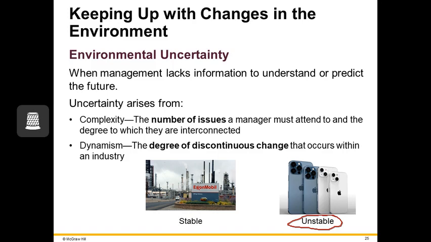Then over on the right, we have an unstable industry, and this is the technology industry. We're looking at smartphones here, and smartphones have changed the way that the industry behaves completely, right? There are all sorts of new innovations coming up here, and things can change almost on a moment's notice, it seems like at times. One day we're looking at the Motorola Razr as being the coolest phone out there, and the next day we have the iPhone. That's an example of an industry that has a high degree of discontinuous change.